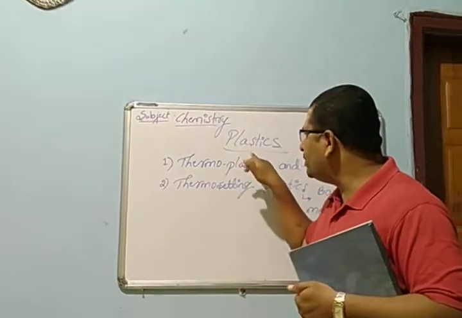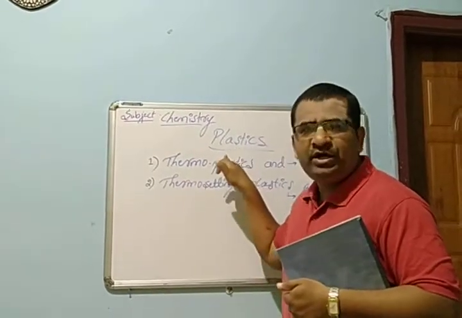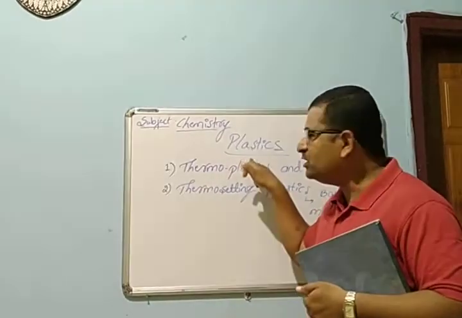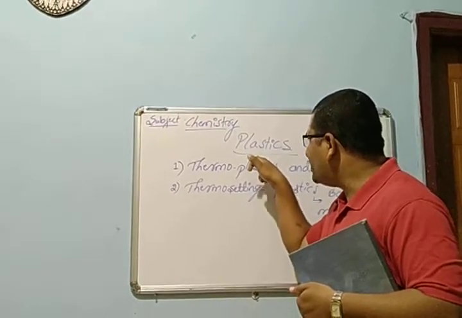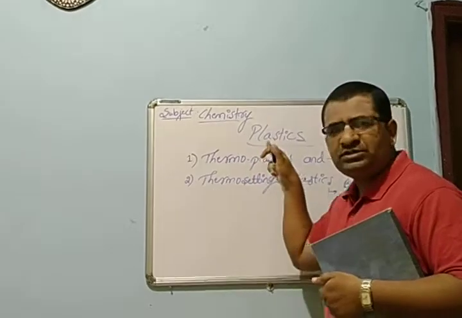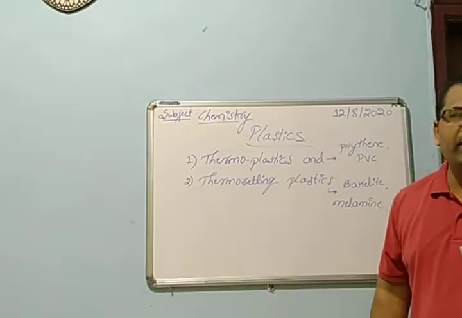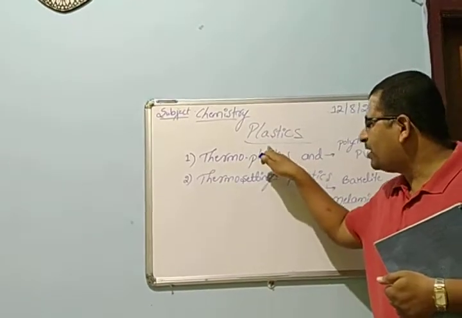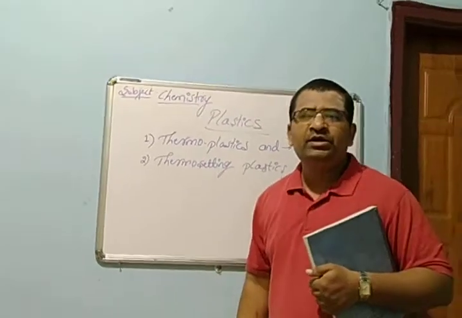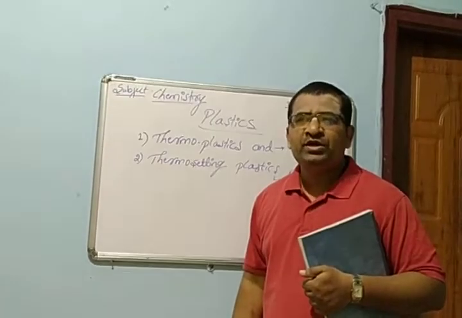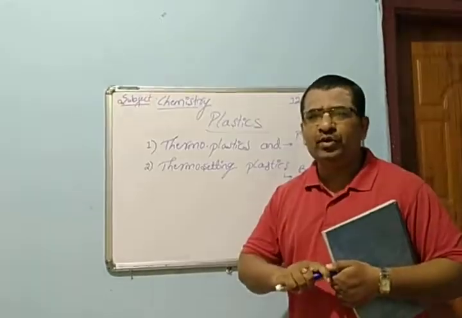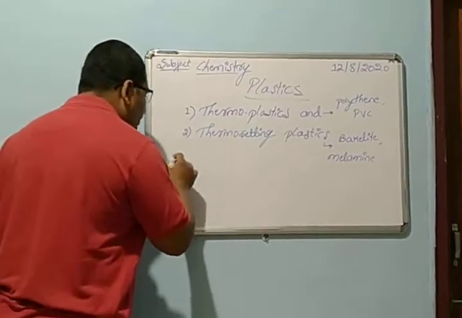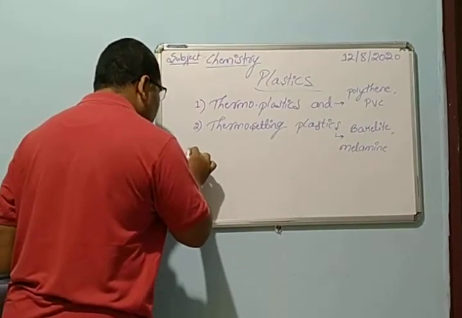Before, we were making use of wooden chairs and wooden tables, and those materials are nowadays made up of plastics also. Because of their many advantages, plastics are becoming more and more popular nowadays. In plastics, the monomer units are arranged in two ways.